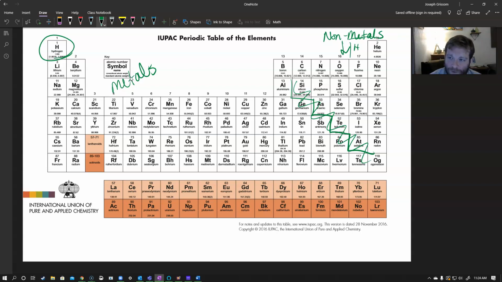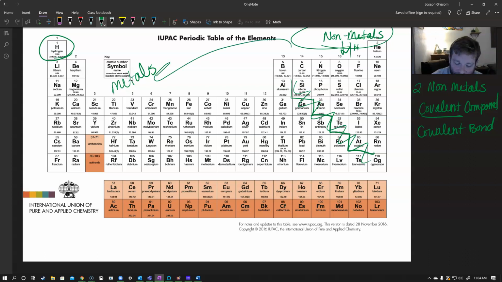So if, for example, we were taking two non-metals and putting them together, generally we're going to be making a compound that is called a covalent compound, and this is going to be made through a covalent bond. If we take a non-metal and a metal together, generally what those are going to form is an ionic compound, and those are formed through an ionic bond.